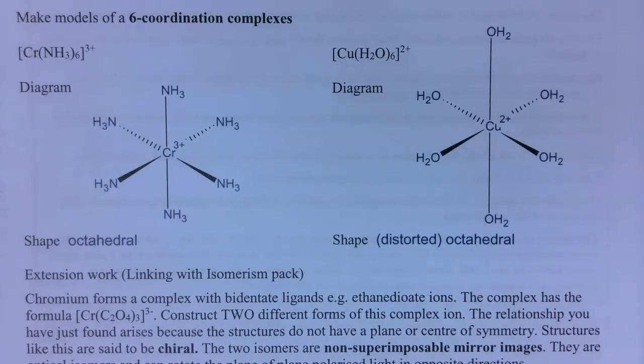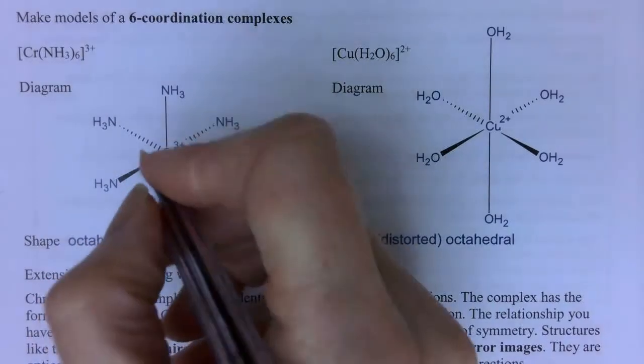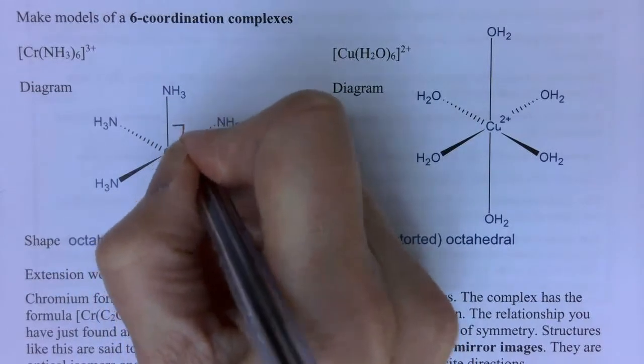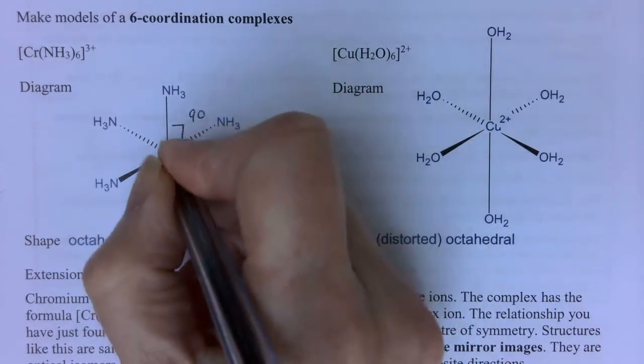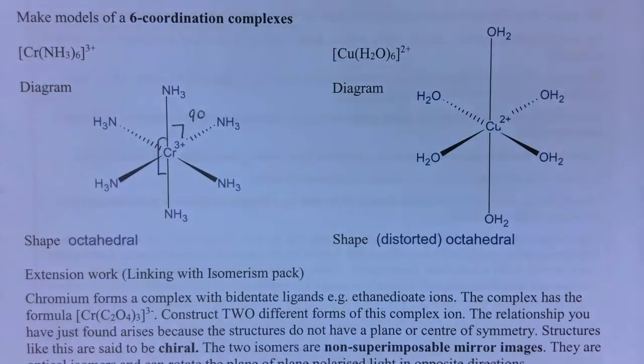With 6 ligands, we get this octahedral shape where the bond angles are at 90 degrees or 180 across there.